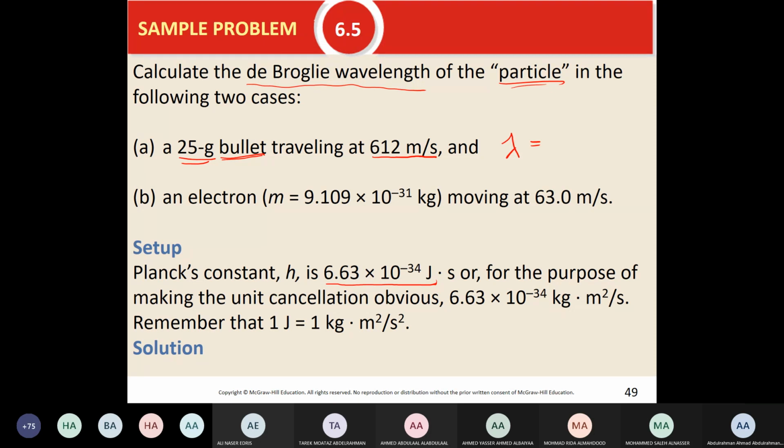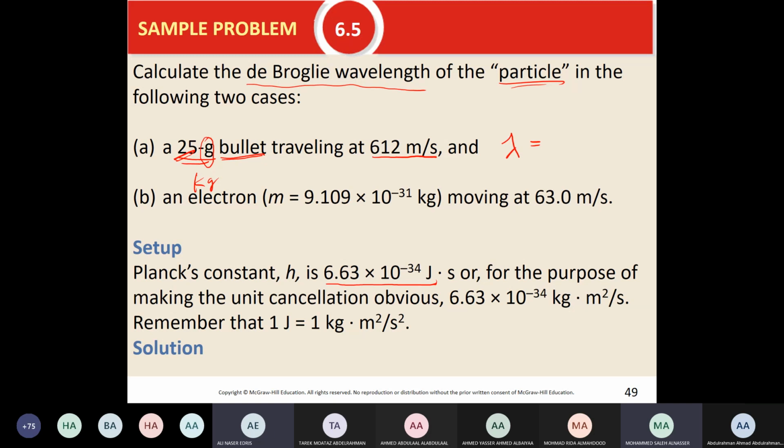Should the mass be in gram or what? Kilogram. Yes, you have to change it to kilogram, because when you change to joule, it must be kilogram meter square per second square. So what's lambda? Change this to kilogram first.